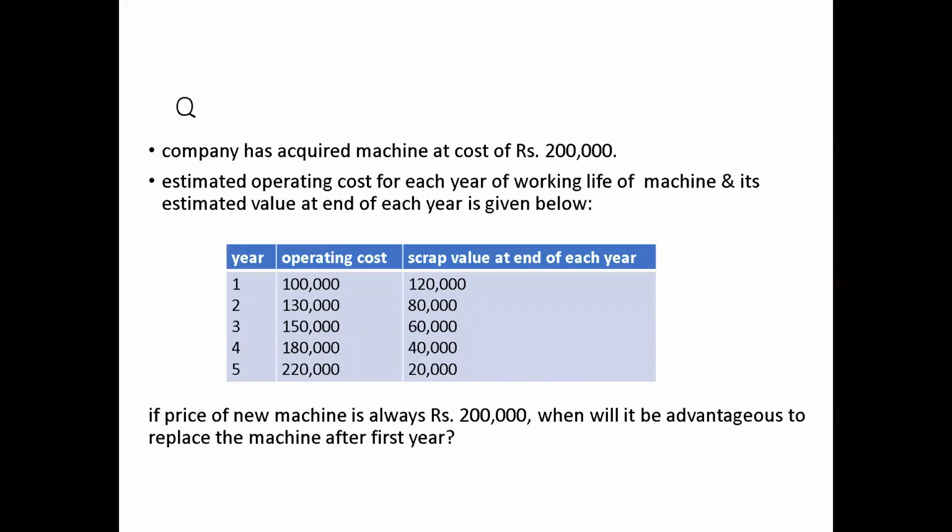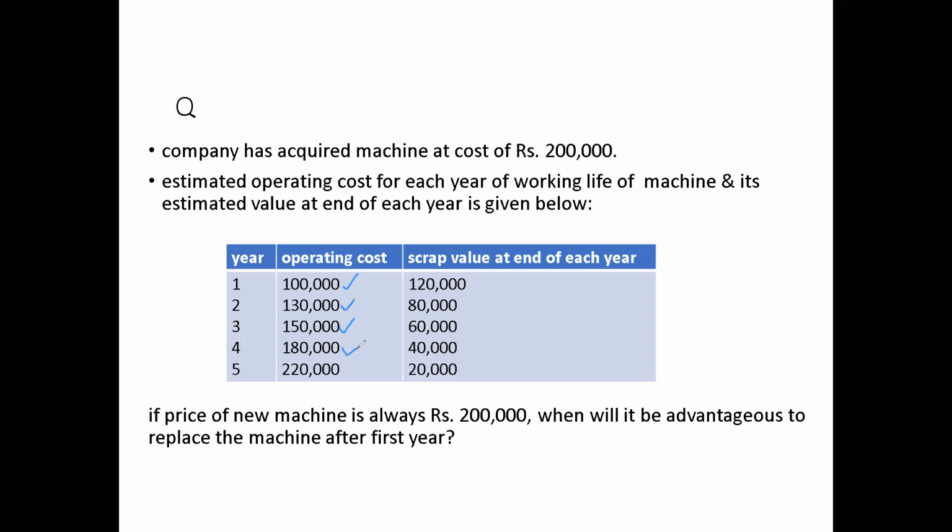So let's see in the question that if we have to calculate the differential operating cost, that means for second year, it will be 1,30,000 minus 1 lakh. That means 30,000. Then for third year, it is 1,50,000 minus 1,30,000. That means 20,000. For fourth year, it is 1,80,000 minus 1,50,000. That means 30,000. And for fifth year, it is 2,20,000 minus 1,80,000. That is 40,000. So differential operating cost we can calculate from the next year to the previous year.